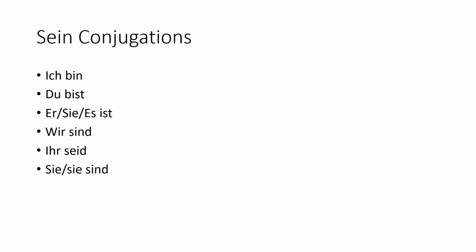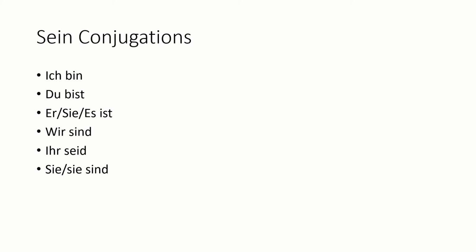For er/sie/es, you would say ist, because you would say "he is," not "he am." So it changes from bin to bist to ist, and ist takes the place of "is." So you'd say "she is," or sie ist. For wir, you have "are." You wouldn't say "we is," you would say "we are." So it's pronounced wir sind. So sind takes the place of "are" for this conjugation.